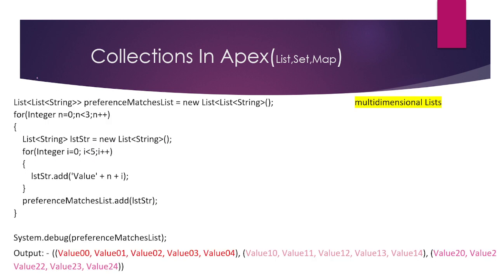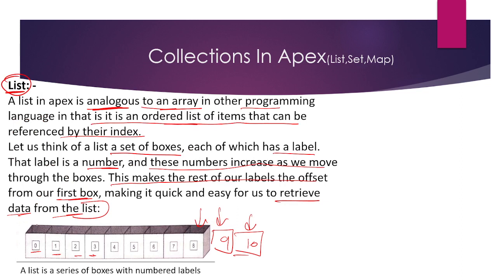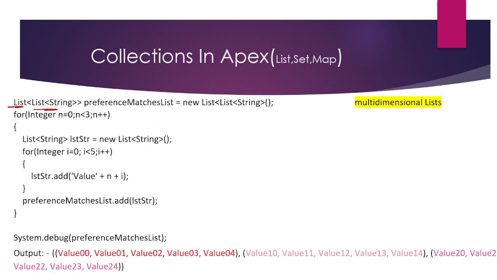Now this is very important: list of list, a multi-dimensional list. How can we define a multi-dimensional list of list? Think of a box, and we store another list in this box, which is again a list. For example, I can store 1 2 3 4 here, and again a list of list works like that. First we define our multi-dimensional list of list of string, preference matches list, and we can write whatever name here, new list of string list.